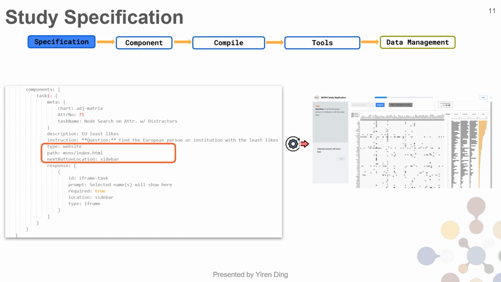Next, this is the config file for the main study trial. This part specifies the path to an interactive adjacent metrics visualization. And the following part specifies the question participants are required to answer.